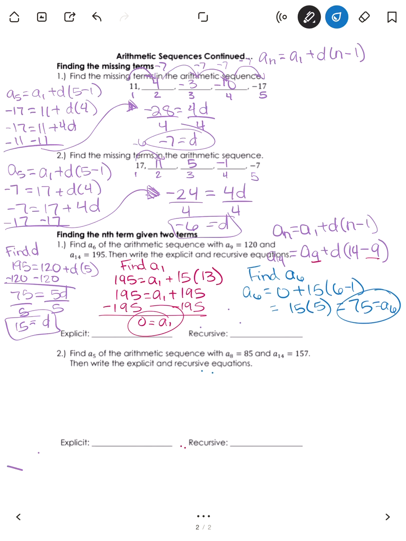Okay, from here we need to make sure we write the explicit and recursive formula. So the explicit, there's 3 different ways this can be written. A sub n equals 0 plus 15 times n minus 1. It could be A sub n equals 15 times n minus 1, where we leave off the 0. Or it could be A sub n equals 15n minus 15. The recursive, there's only one way to write it. A sub n equals A sub n minus 1 plus 15. So that's everything we needed to find.